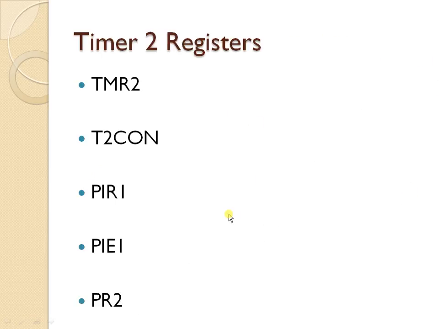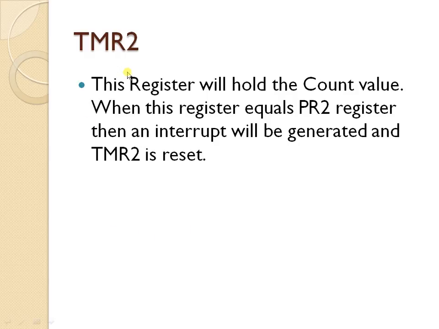Now let us see the Timer 2 register. If you want to use this Timer 2 peripheral, then we have to access these registers: TMR2, T2CON, PIR1, PIE1, and then one extra register, that is PR2. Let us see what these registers are. TMR2 is the register which is similar to TMR0 and then TMR1L and TMR1H. This register will be holding the count value in case of timer or else in case of counter.